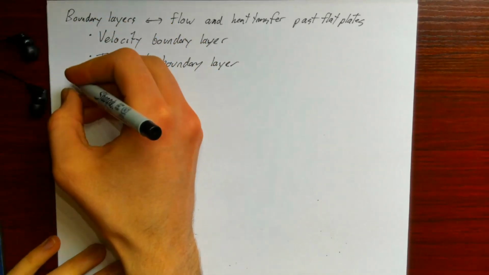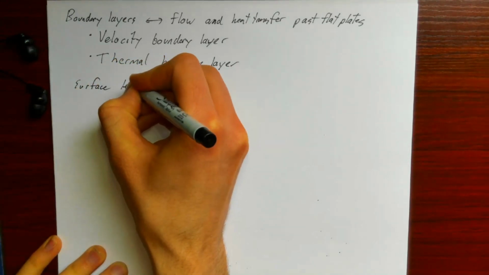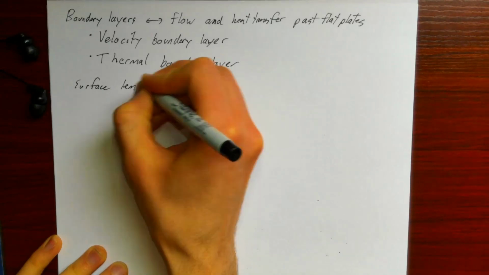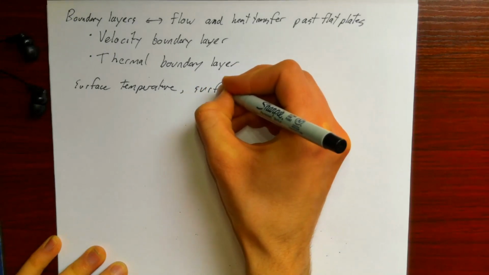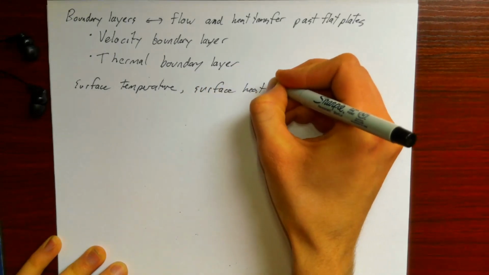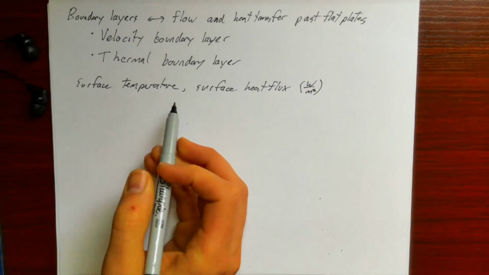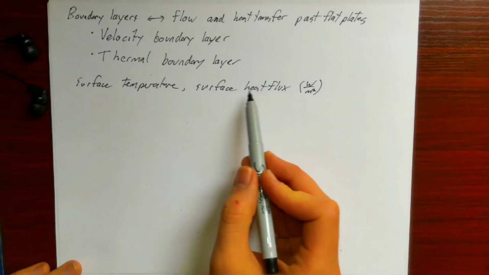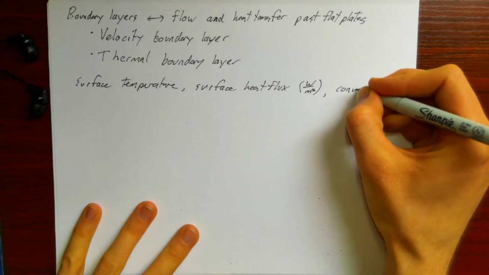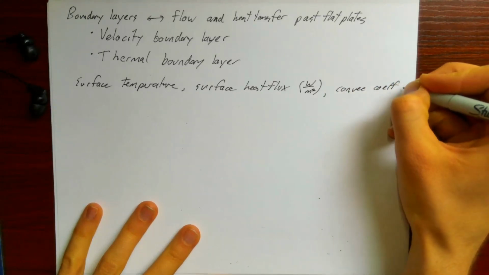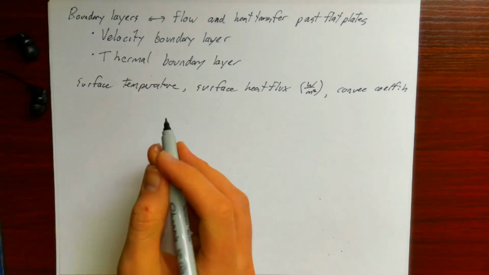And then we'll move on to talking about surface temperature. So for example, surface temperature of a plate, surface heat flux, if you remember, heat flux is watts per square meter. So what is the relationship between surface temperature, surface heat flux, and convection coefficient, or you might call it H? What is the relationship between these three things for these flat plates?